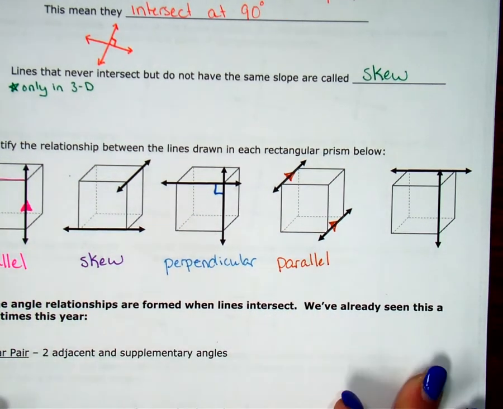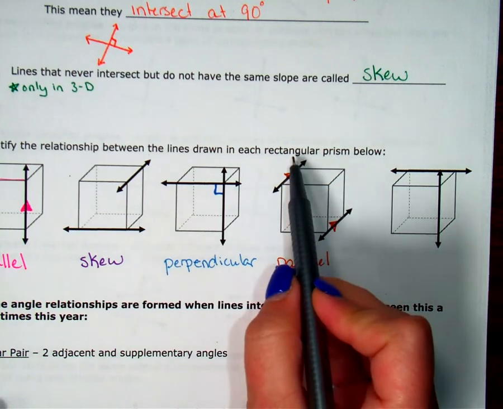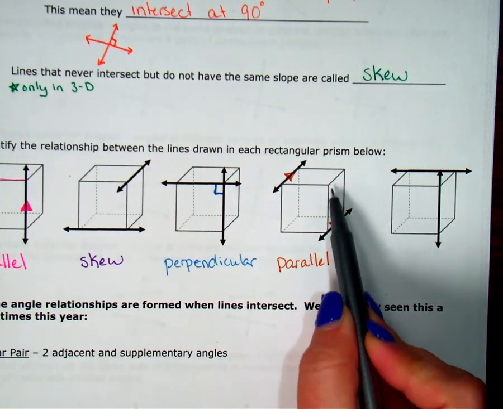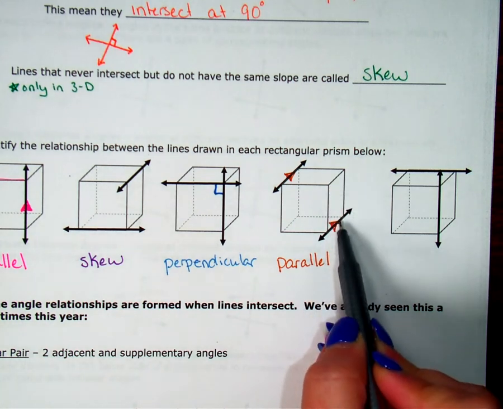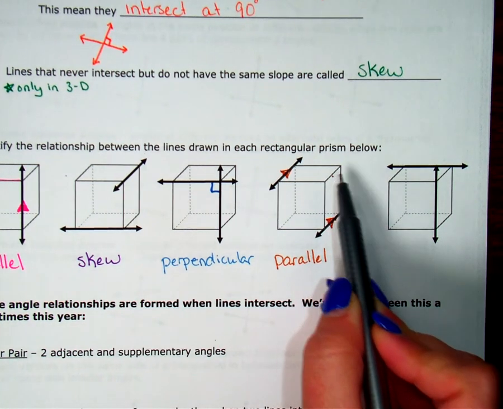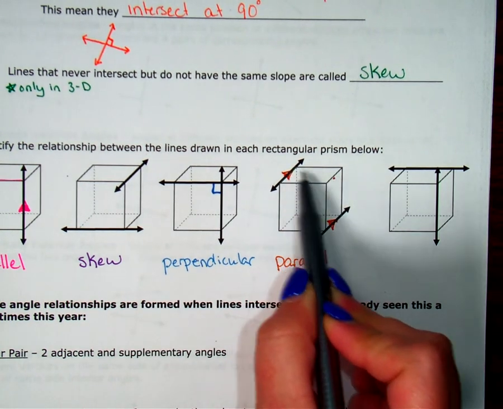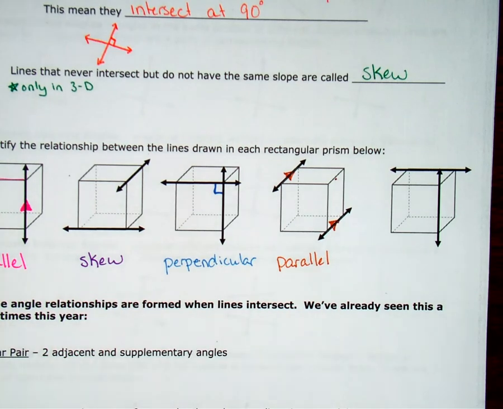And again, even though the markings weren't already there for me, because I know I have a rectangular prism, all the sides are rectangles, and opposite sides of rectangles are parallel. So this piece is parallel to this piece. This piece is parallel to this piece. So that means all of these pieces are parallel. Okay?